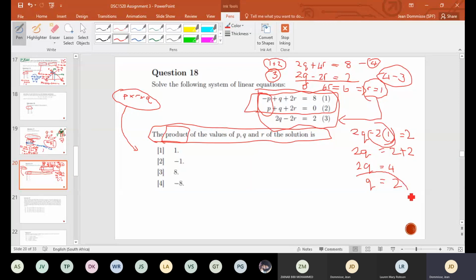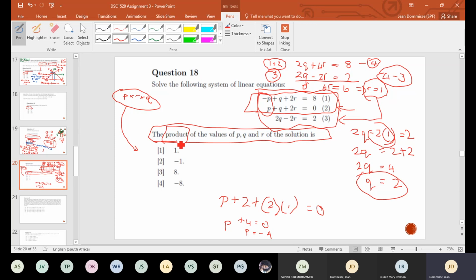And now you can use the Q and the R in any one of those. I don't like to work with negatives, so I'll put it into equation 2. So P plus Q, which was 2, plus 2 times R, which is 1, is equal to 0. So P plus 2 plus 2, so it's plus 4, is equal to 0. So P is equal to minus 4. Okay, so that is also correct according to the website.